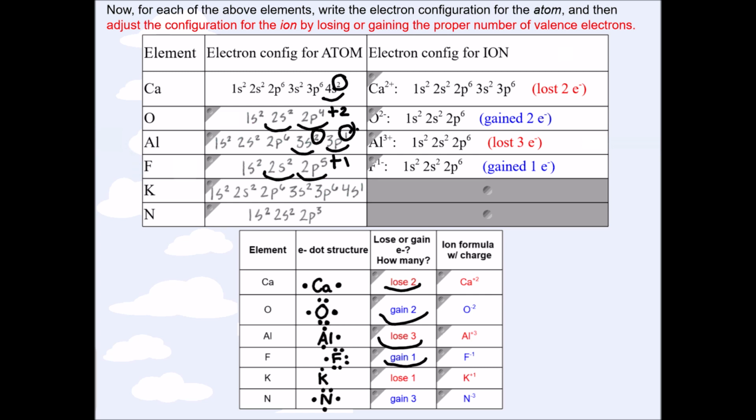Now I want you to pause the video and try it for potassium, which is K on the periodic table, and nitrogen, which is N.